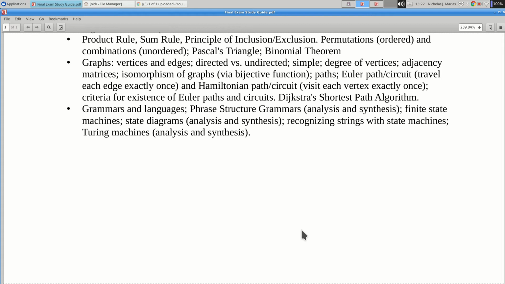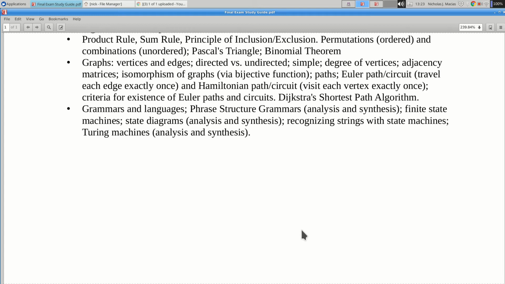So an Euler path travels along each edge exactly once. A Hamilton path visits each vertex exactly once. And there's a criterion for the existence of Euler paths and circuits. What's the rule for when we have an Euler path? What has to be true? It was a long time ago. One way. It's a circuit and you pick every vertex. So there's a rule that we can use to know if such a thing exists.